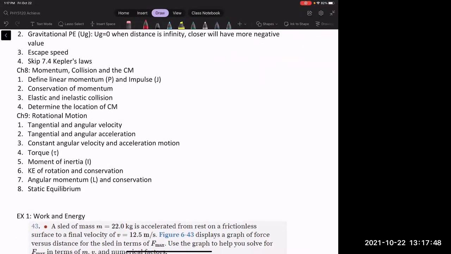We're going to skip chapter 7.4, the Kepler law. It's something about planet motion. We're not going to cover that in your exam.